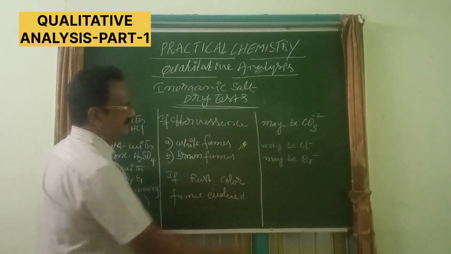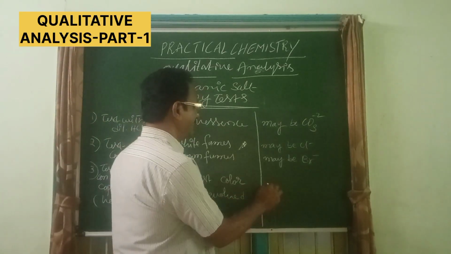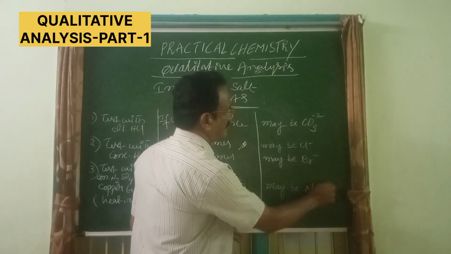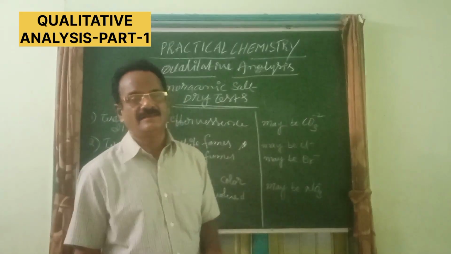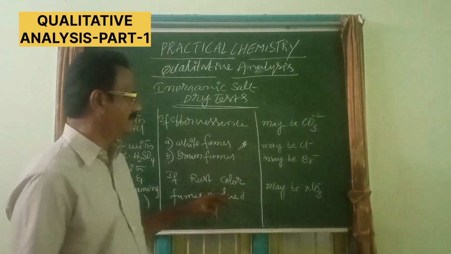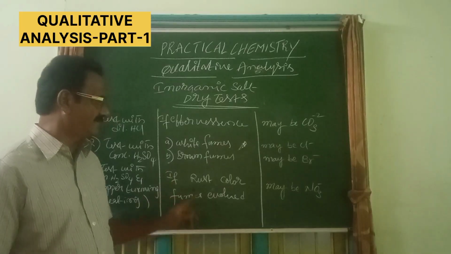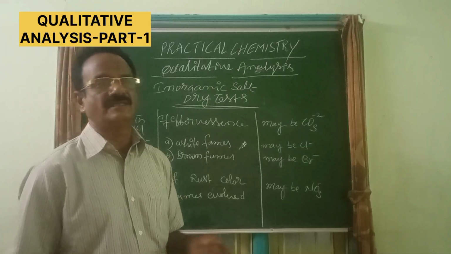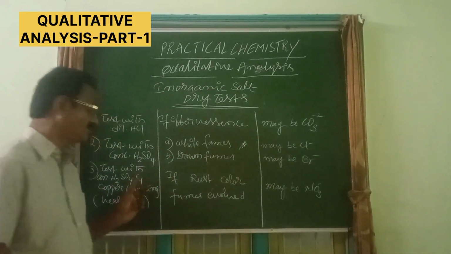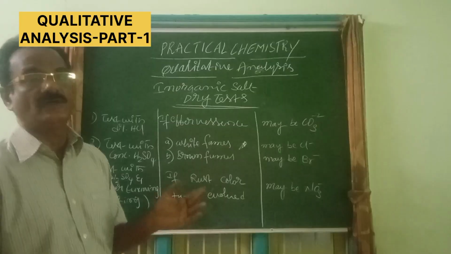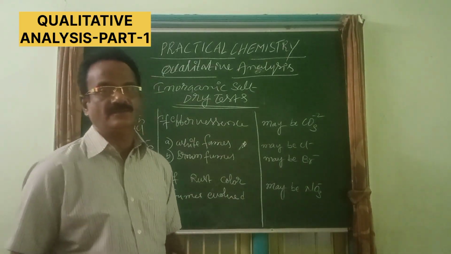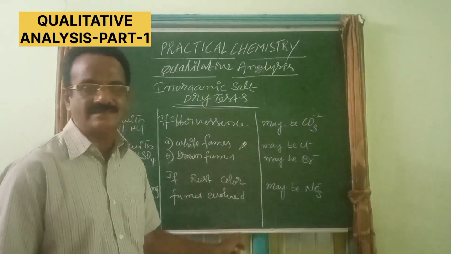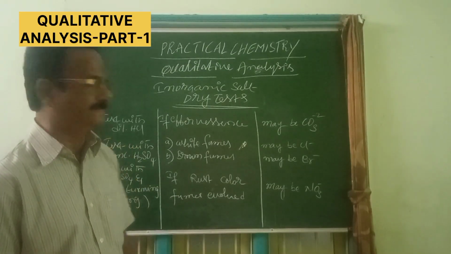If rust colored fumes evolve, then there may be nitrate. Maybe nitrate. Is it clear? When rust colored fumes evolve, then there may be nitrate. If there is no such observation in the test tube during the addition of concentrated H2SO4 and copper turnings followed by heating, nitrate is absent. If it is like this, then maybe nitrate. If it is not like this, nitrate is absent. Is it clear?